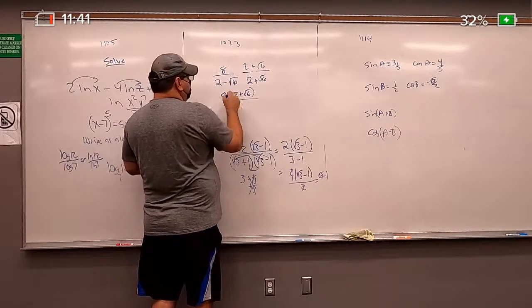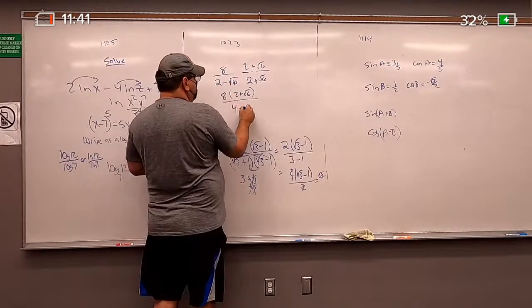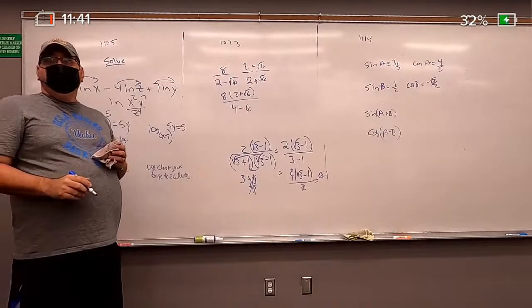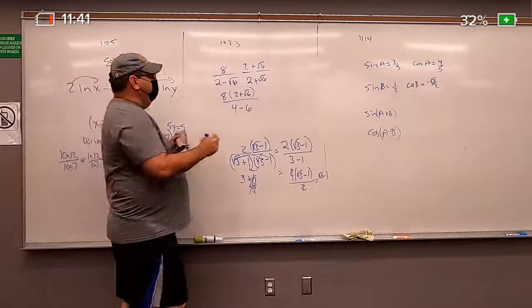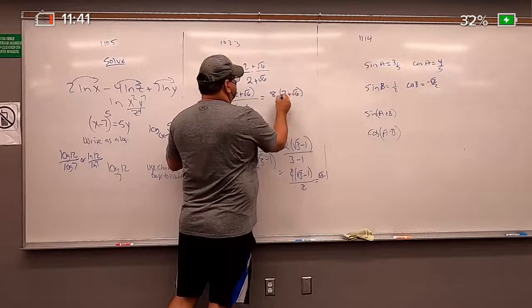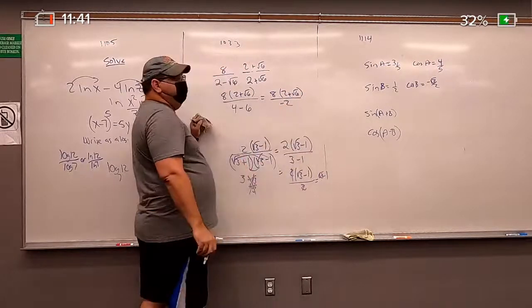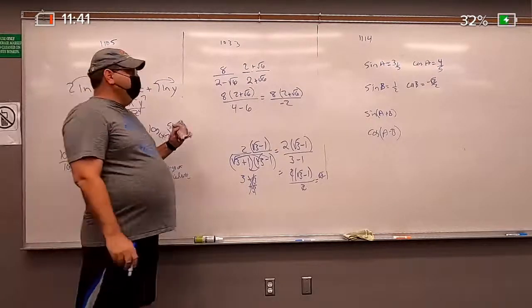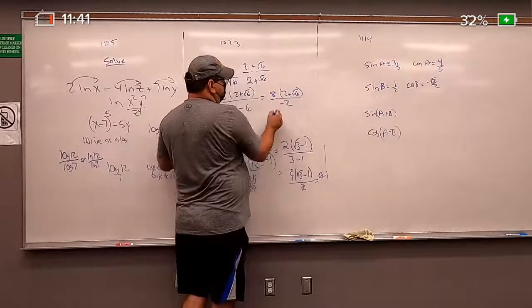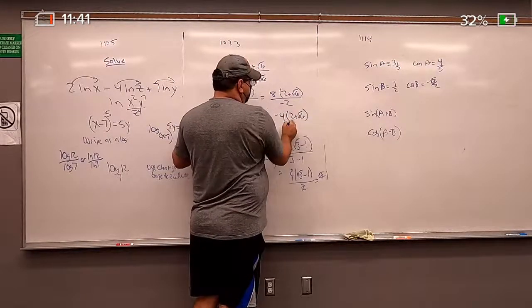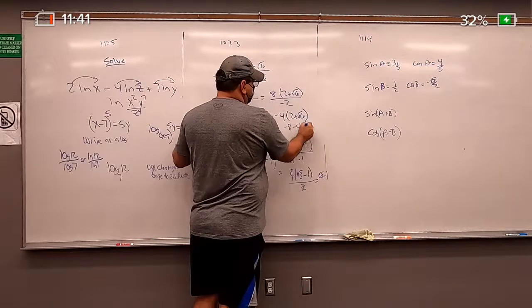Oh, yeah, good point. 2 times 2 is 4, minus 6, yeah? You agree? Yeah. Now Kyle, I got 8, 2 plus the square root of 6, over negative 2. Alright. 2 goes to 8 4 times, so this is negative 4 times 2 plus the square root of 6, which is negative 8 minus 4 square root of 6.